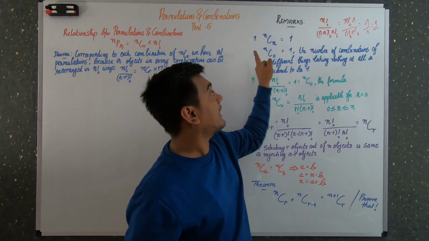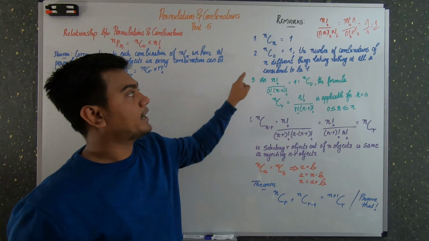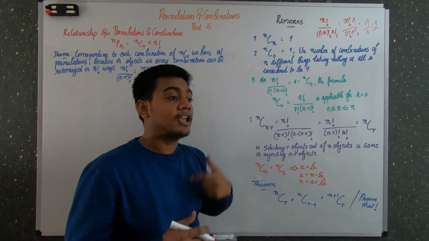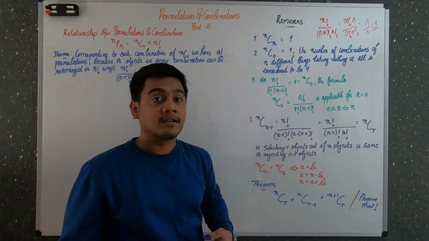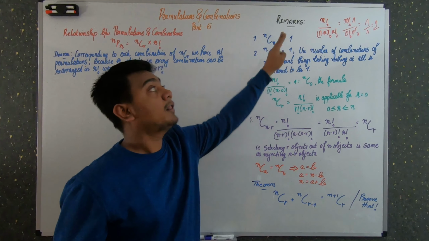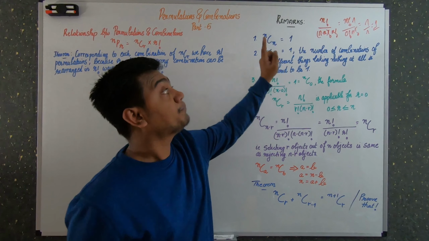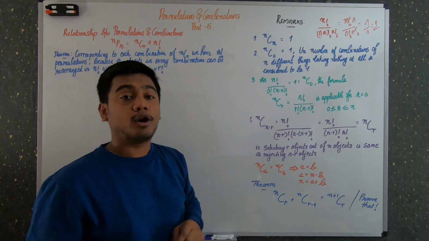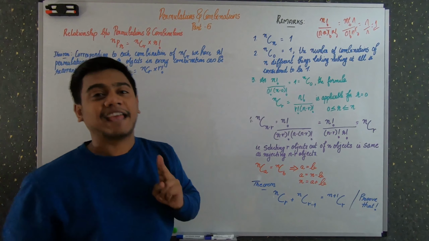So what is the next remark saying? NC0 is equal to 1. This is the number of combinations of n different things taking nothing at all. You are not making any selection out of these n objects. It is also the same as 1. Just substitute in the formula: N factorial by 0 factorial into N minus 0 factorial. Again it will yield 1. So that's what is said in the second remark.